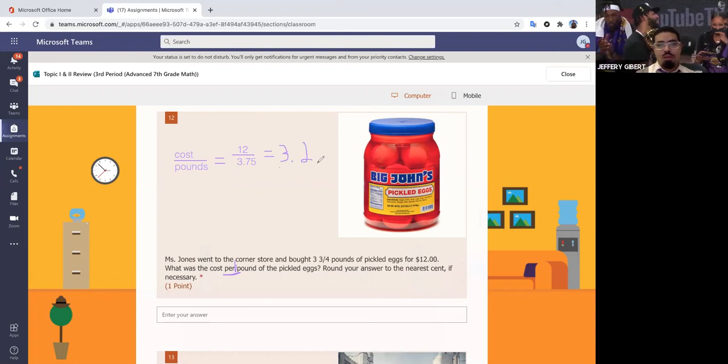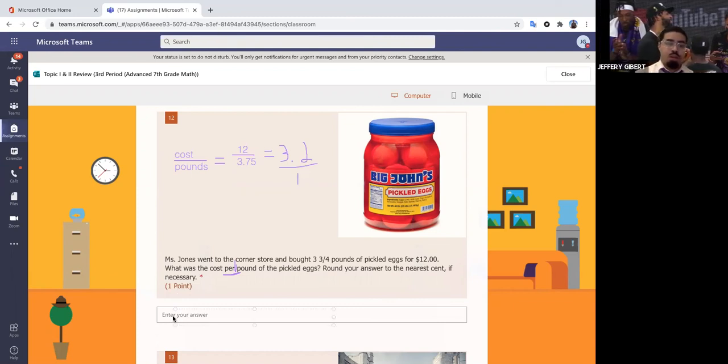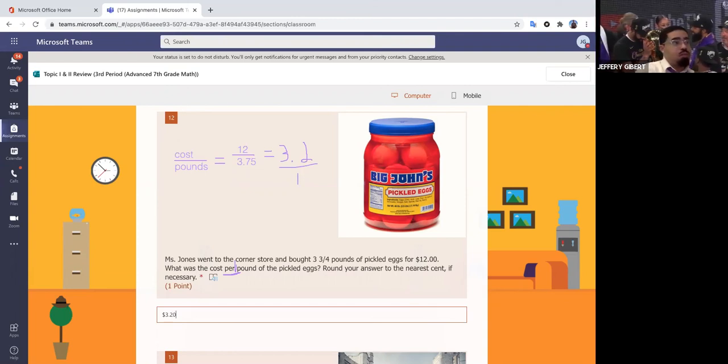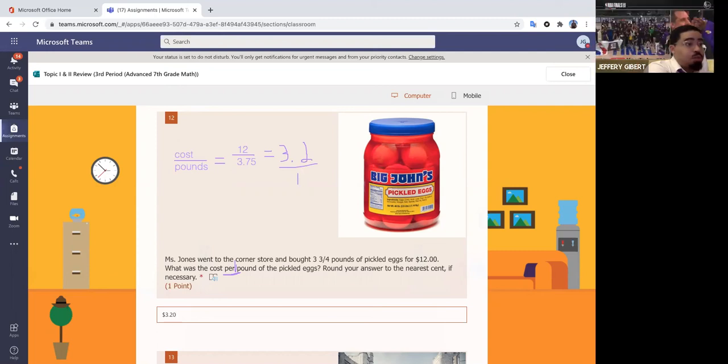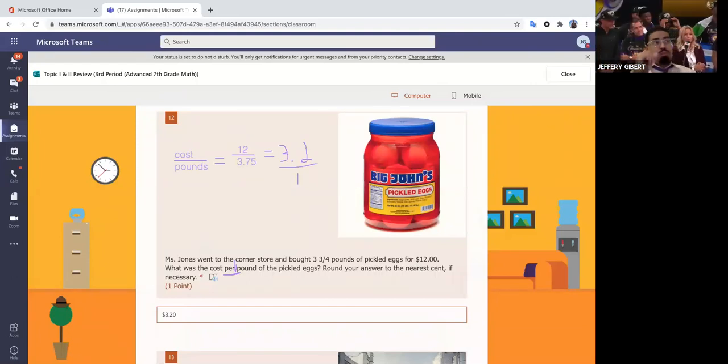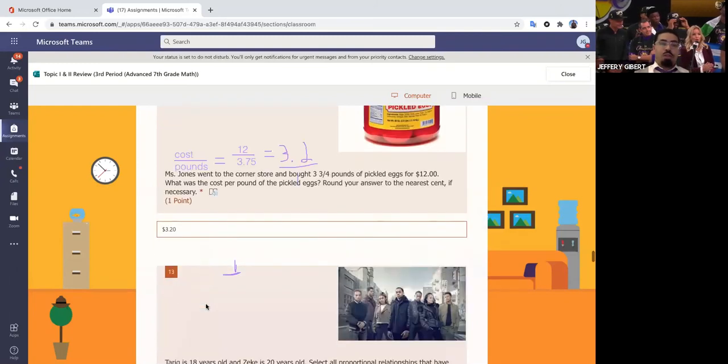And that's over 1. So 3.2 cost per 1 pound. So 3.2 in money is $3.20. That's the cost for 1 pound. All right, next up.